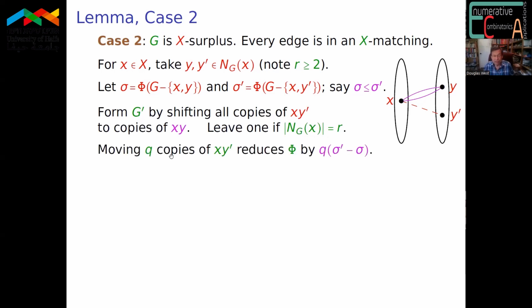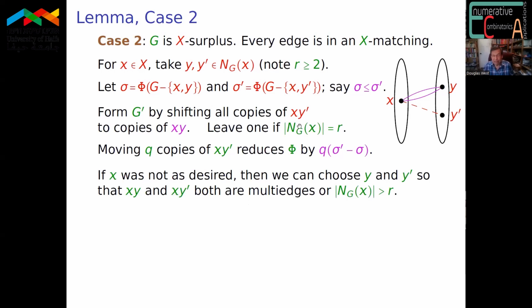If I moved Q copies of the edge, then that will reduce the number of maximum matchings by Q times sigma prime minus sigma, because we're losing matchings that contained an edge here and gaining matchings that contained a copy of the edge over there. And we assumed this sigma was at most sigma prime.